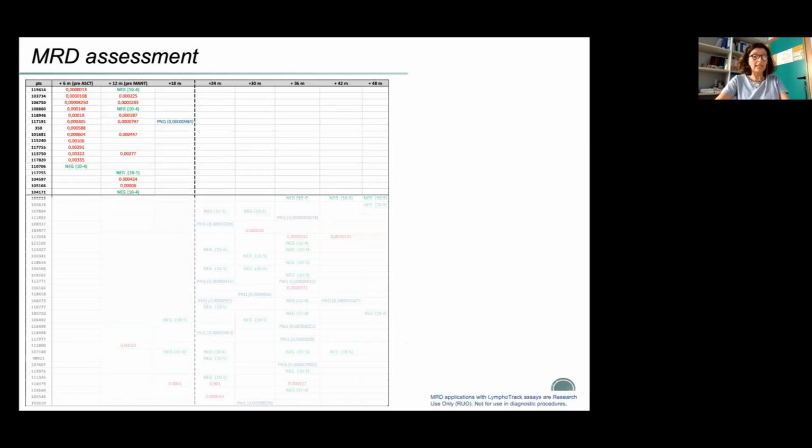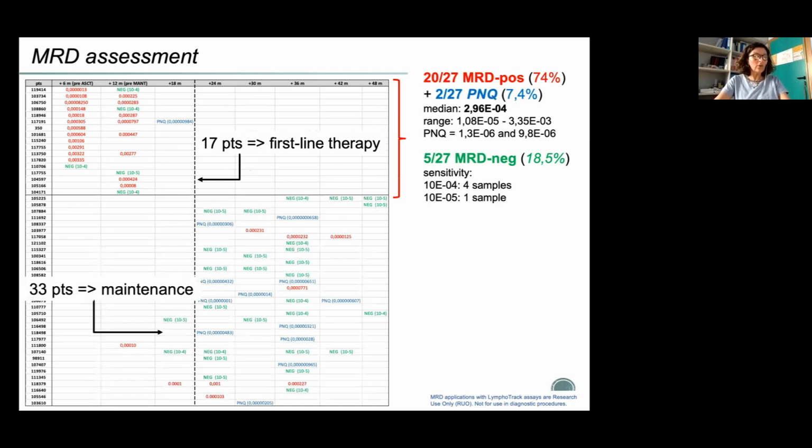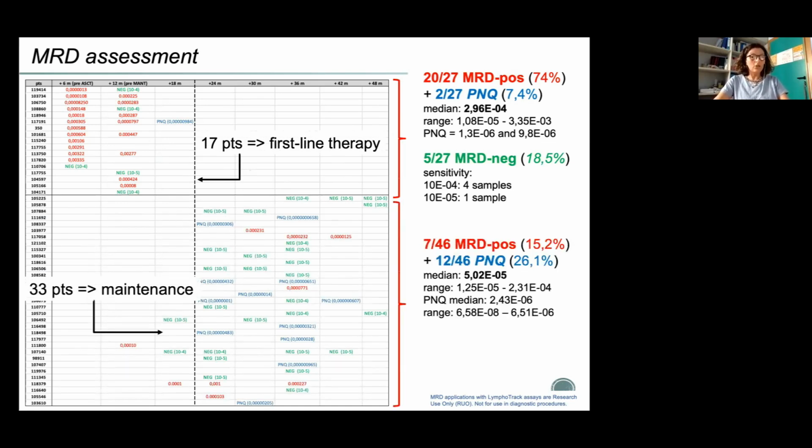Here are summarized some of the results that we obtained so far. Patients can be stratified in 2 subgroups. In the first one were included patients analyzed every 6 months. These are 17 patients and a total of 27 samples, most of which resulted MRD positive. The second subgroup included 33 patients, mostly analyzed during maintenance. We analyzed a total of 46 samples, most of which resulted MRD negative.